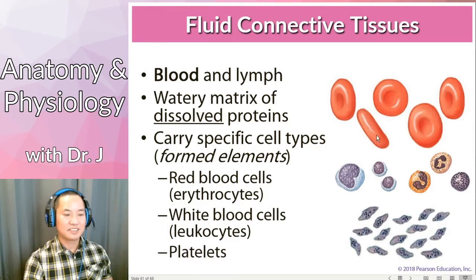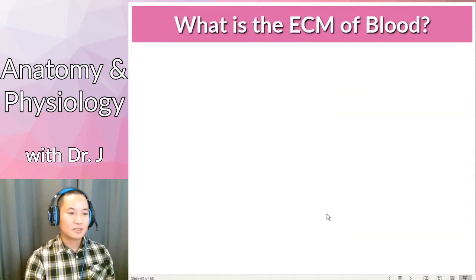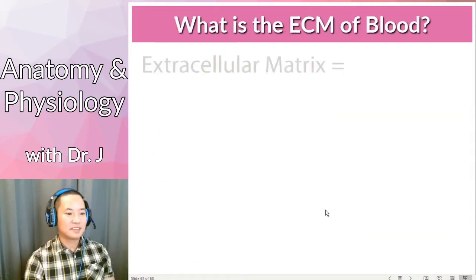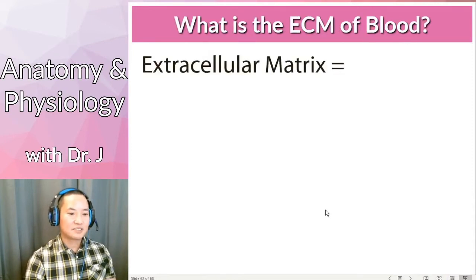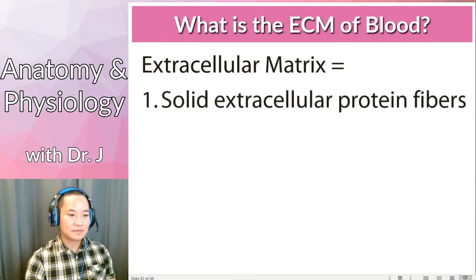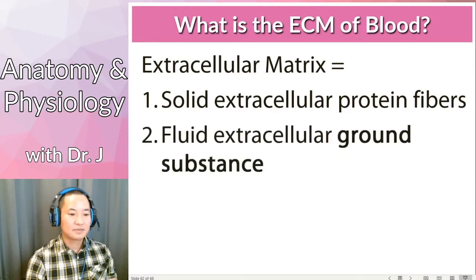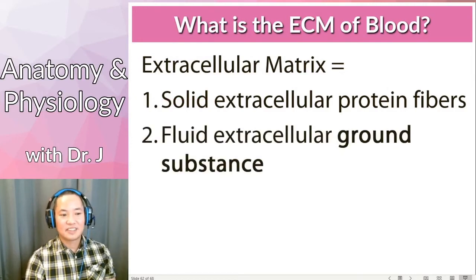All of the cells in blood fall into one of these three categories. So what's the extracellular matrix of blood? Remember, I told you that extracellular matrix is solid extracellular protein fibers and then ground substance. The thing about extracellular matrix is that for fluid connective tissue, it's very special. Instead of being solid, it's not solid.